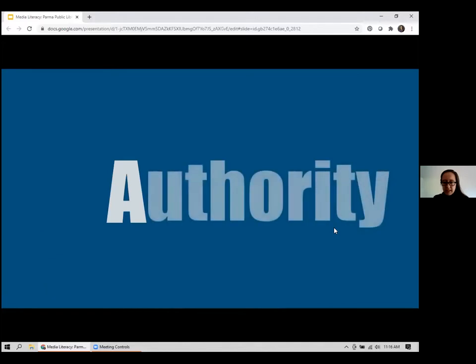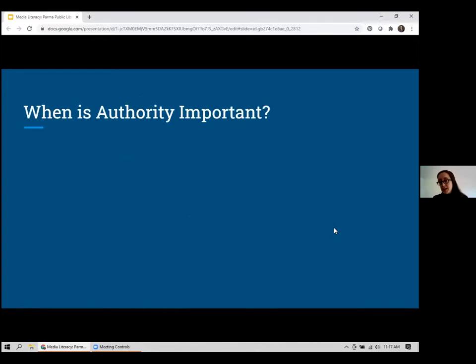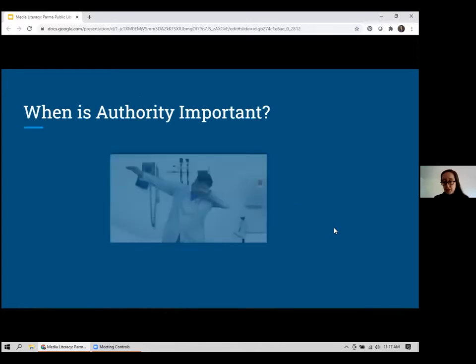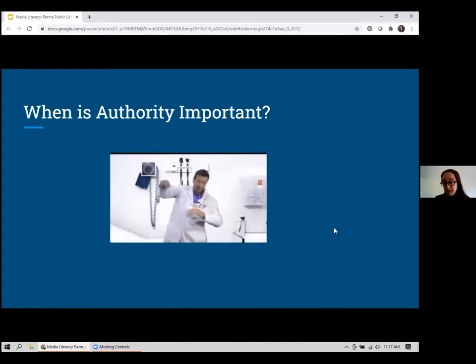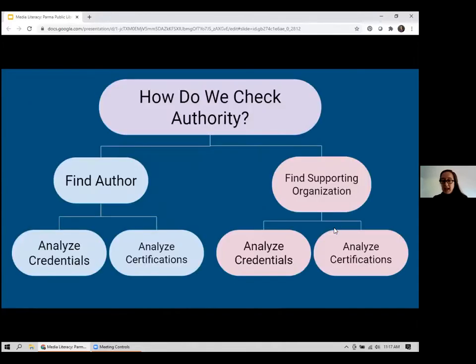And the next is authority. This is another, I'd say this is the second one that's most important, to check the authority of the information. So authority is important because you want the right people telling you the right information. You know, you want your doctor to be an authority on the disease that you have. And there are certain ways we can check that. We can find who the author is, and we can analyze their credentials, and we can analyze their certifications. We can also find the organization that is supporting them and do the same thing for them.